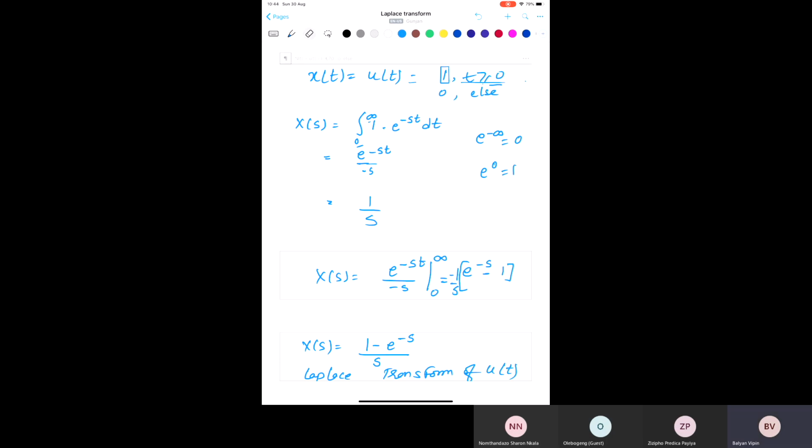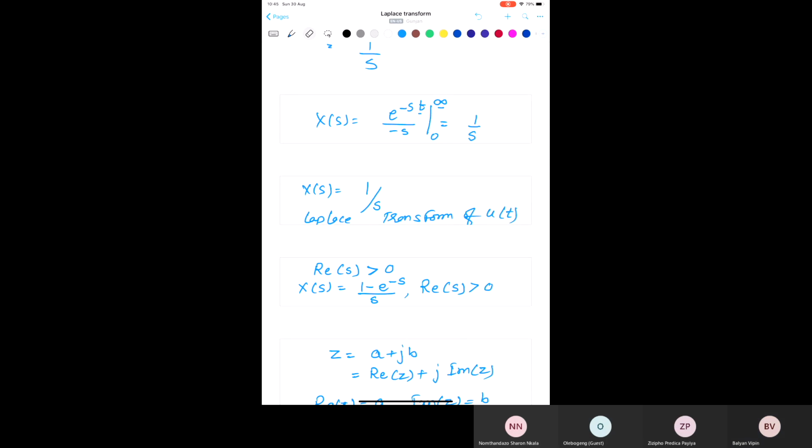This thing will change in a very different way now. When you put infinity here, it will be e raised to the power minus infinity, which is equal to 0. When you put e raised to the power 0, it will be 1. So the answer here will be 1 upon s.